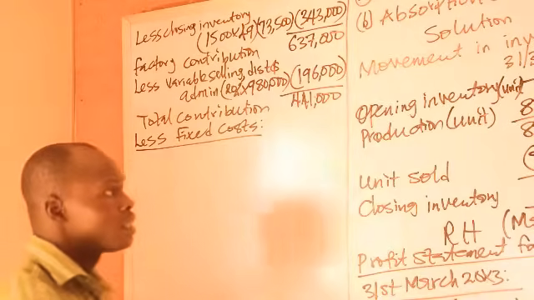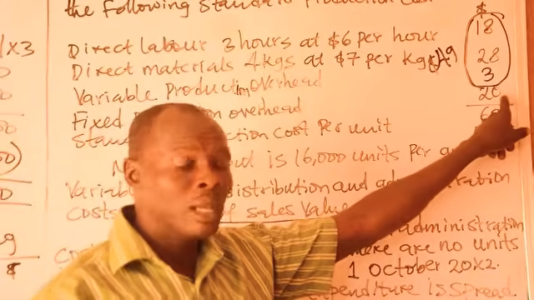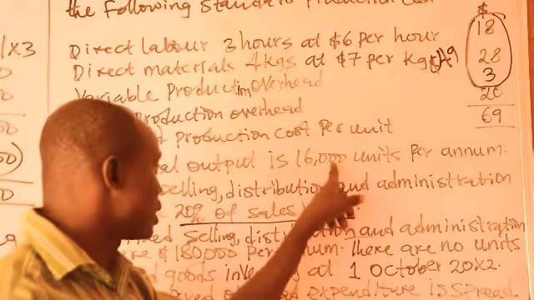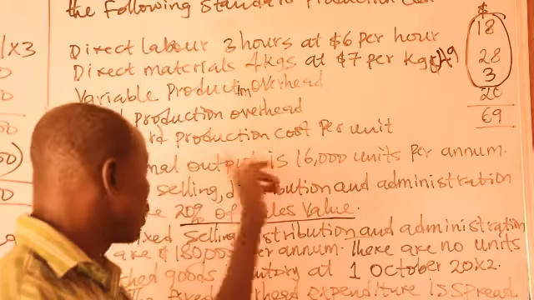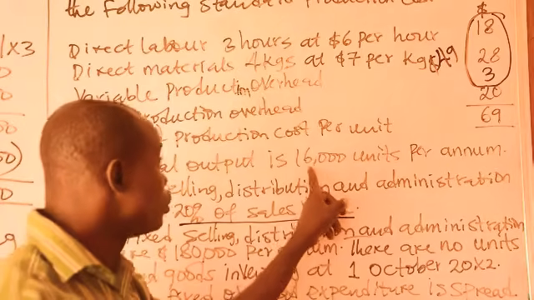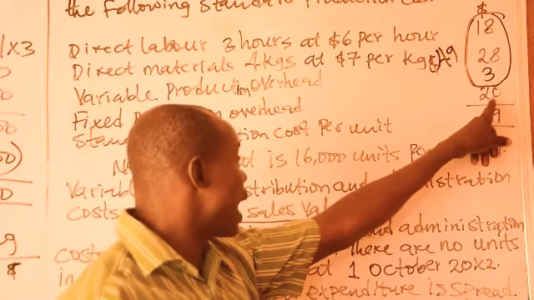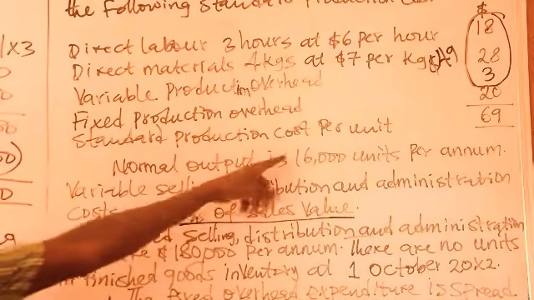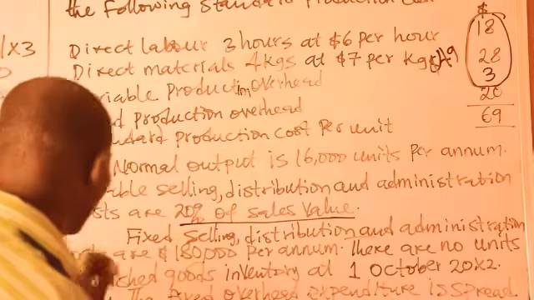Our fixed cost: we have fixed production overheads, which is $20 per unit. That will be absorbed based on the budgeted production. Your normal output is 16,000 units. So it is that budgeted, normal capacity or normal output that you should use to value your fixed cost. So $20, since it is a standard cost, times 16,000. That will give us the fixed cost per annum.